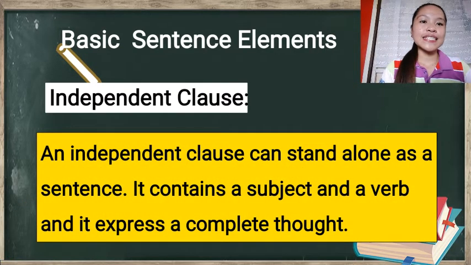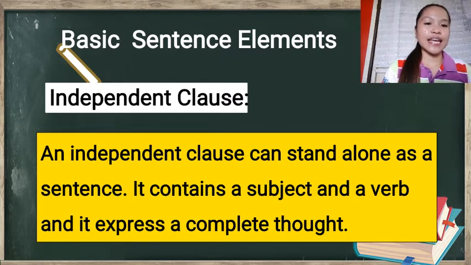The basic sentence elements. There are two types of clause. The first one is the independent clause. An independent clause can stand alone as a sentence. It contains a subject and a verb, and it expresses a complete thought.